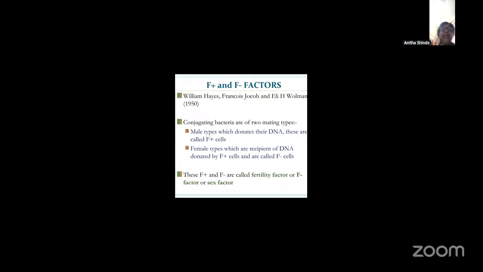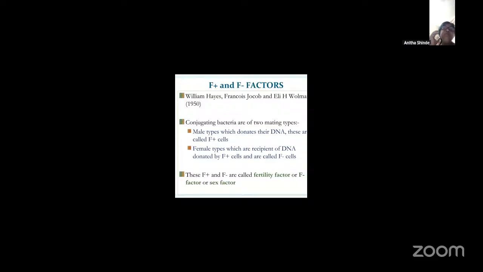So it was first demonstrated in the bacterium by Lederberg and Tatum in the year 1946. And they found that the genetic traits could be transferred among two different strains of E. coli if they are in physical contact. Later on, William Hayes, Francis Jacob, and Elie Wollman found out that two factors are responsible. When they are in close contact, there should be some factors responsible for the mating or for attachment. They said the two factors responsible for this conjugation phenomenon are nothing but the F plus and the F minus factors.